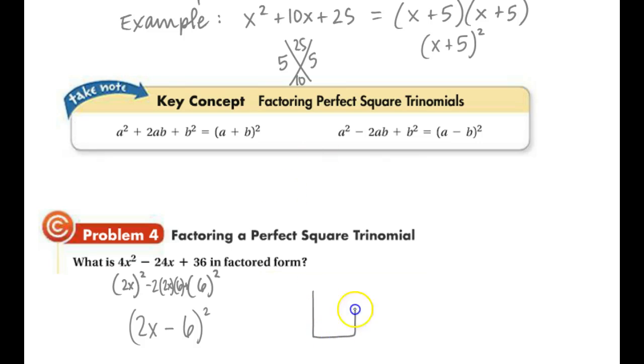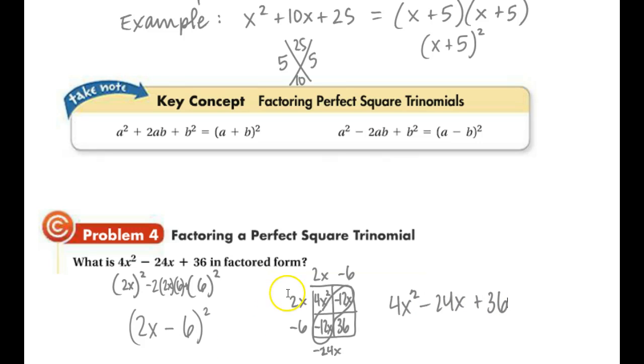Let's check to make sure that that works. We can use the table method or FOIL. So when you multiply those factors, we get 4x squared, negative 12x, and 36. When you add these like terms, you get negative 24x. And then the first term is 4x squared, the middle term is negative 24x, and the last term is 36. And hopefully you realize that when you have a quantity squared, you just write the same label on both sides of the table. And this confirms that we did indeed factor this correctly.